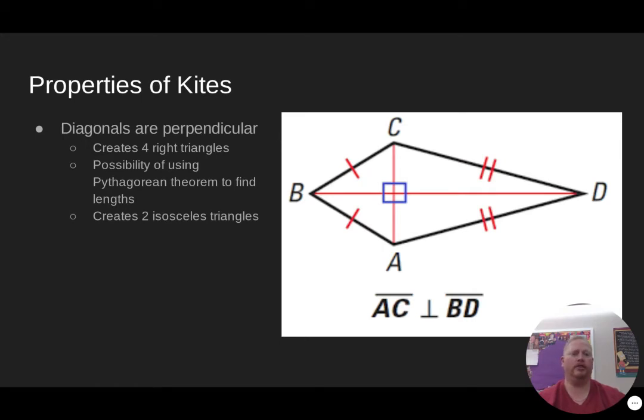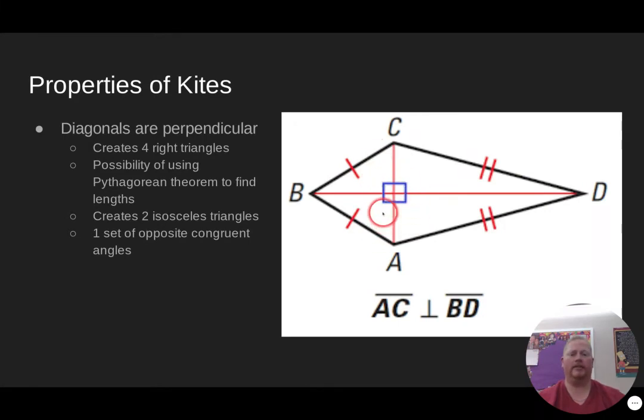Also, the kite creates 2 isosceles triangles. So triangle ABC, this big triangle at the top, is isosceles. And triangle ADC, this other triangle down here, is also isosceles. Because those are isosceles triangles, you should know that there are going to be some congruent angles in there.